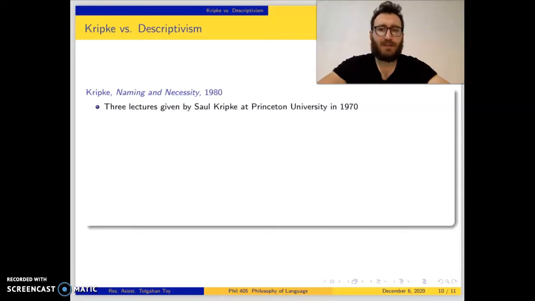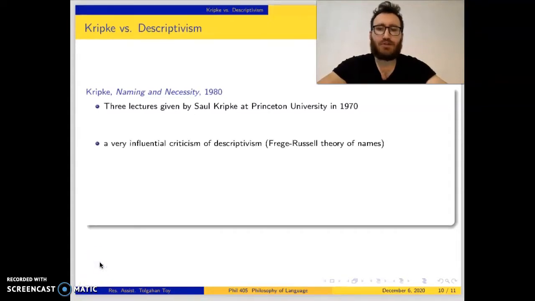Saul Kripke's Naming and Necessity is one of the most influential works within the analytical tradition. It originally consists of 3 lectures given at Princeton University in 1970. In these lectures, you can find a very influential criticism of the Frege-Russell theory of names, the descriptivist theory of names, and a defense of the Millian theory of names. So we have this tension between Millianism and descriptivism within the contemporary philosophy of language.